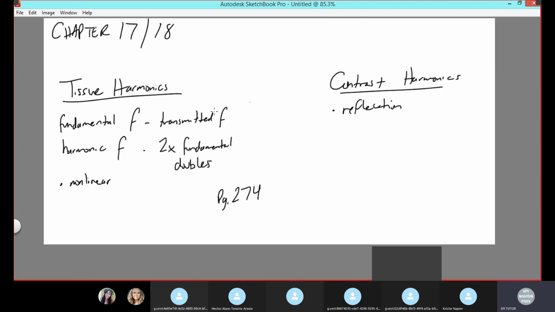If you just know the little bit of things about tissue harmonics and contrast harmonics, that for tissues it's happening during transmission, it's nonlinear, doubles your frequency, uses two pulses, frame rate. For contrast, it happens during reflection. You have little microbubbles in there. It's also nonlinear. If you know those things, that should get you through the contrast questions.